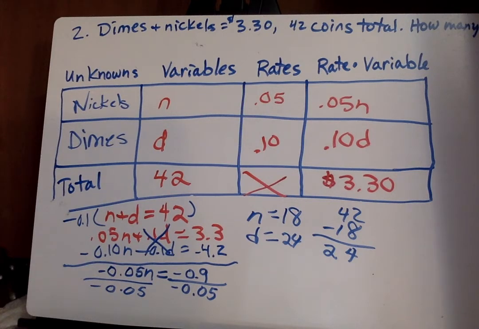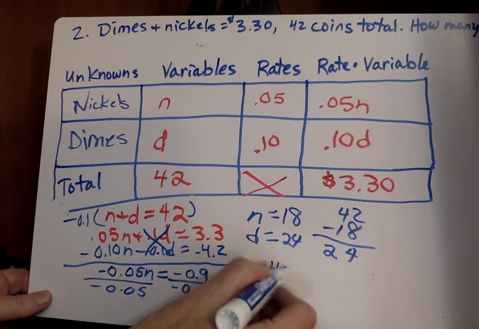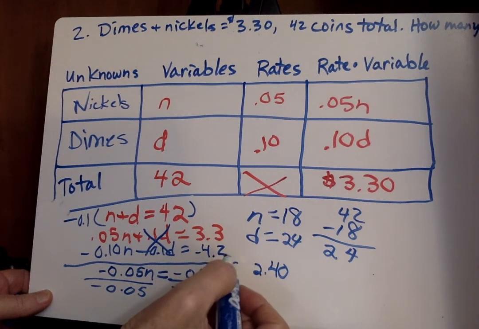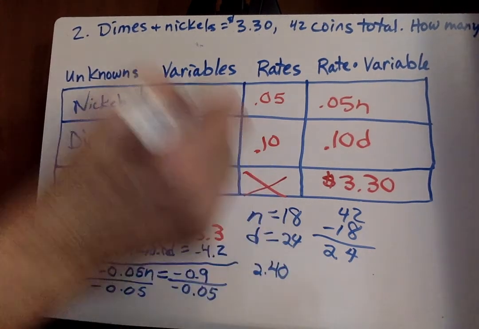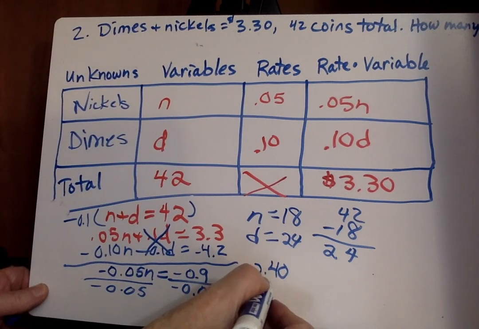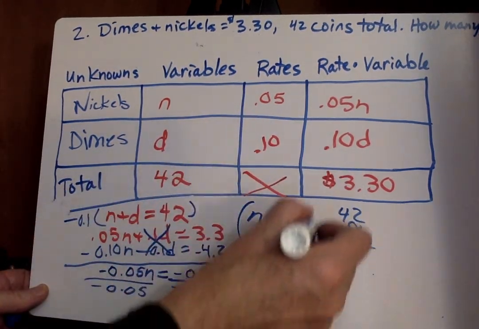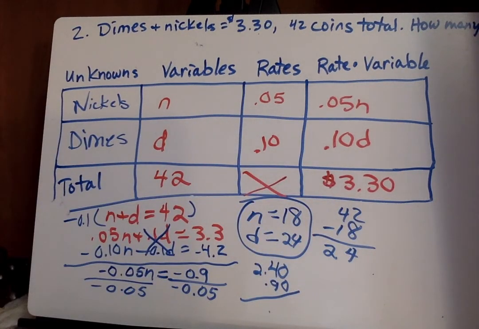And if you want to figure that out, you can go ahead and do the math. But if there's 24 dimes, that's $2.40. There's 18 nickels. What's that going to be? 90 cents. And you add them together and they're $3.30. So you can check your answers. So again, I'm not going to take the time here, but you need to write out there are 18 nickels and 24 dimes.